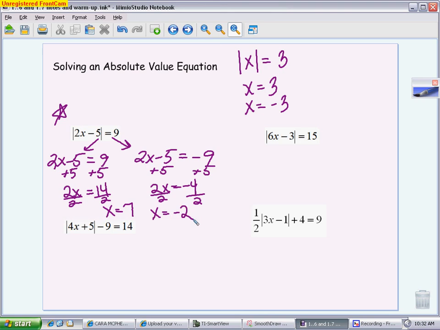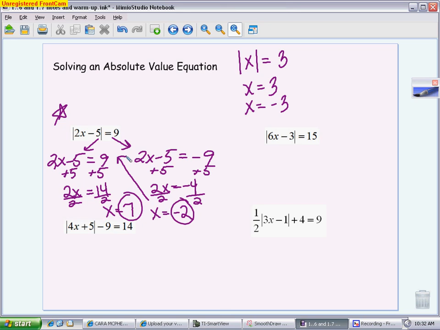The nice thing about any equation is that if you want to see if you're right, you can take these numbers, 7 and -2, go back to your original equation, put it in for x, and see, does it make sense? If I put 7 in, do I get an answer of 9? If I put -2 in, do I get an answer of 9? A couple of things with different varying levels of difficulty.